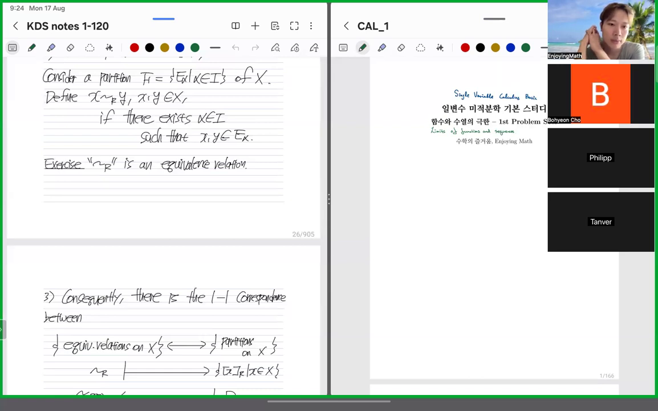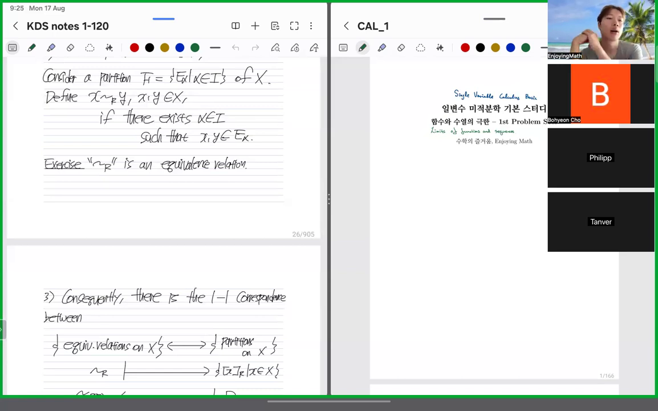I think we just change the order. I mean, x comma y is an element of E alpha is the same as y comma x is an element of E alpha. Sorry, so x comma y is an element of E alpha means the same as y comma x is an element of E alpha.